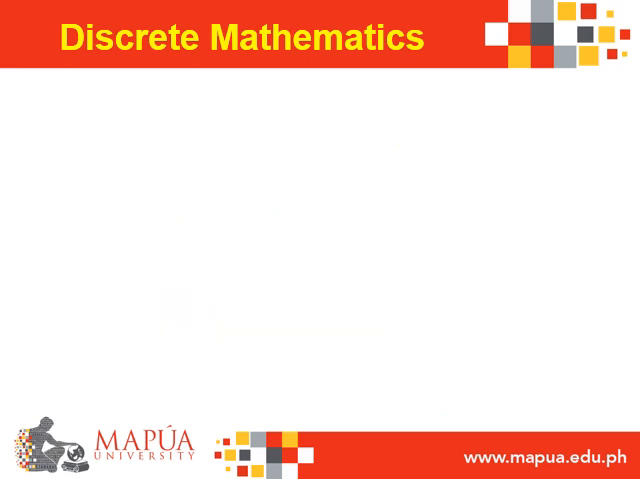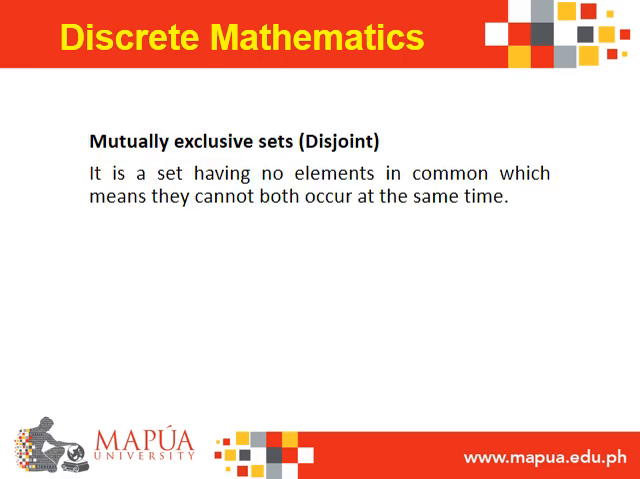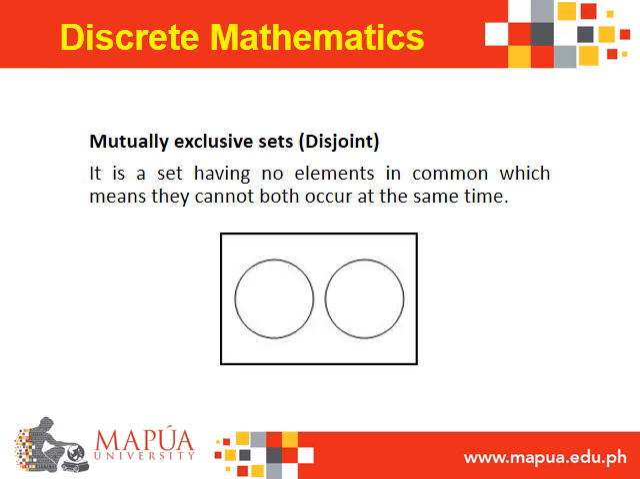There are also instances whereby sets do not have any elements in common. These are referred to as mutually exclusive sets or disjoints. When they are represented in your Venn diagram, they look like this. Note that set A and set B do not overlap since they do not have any elements common between them. Likewise, these sets A and B are subsets of your universal set.